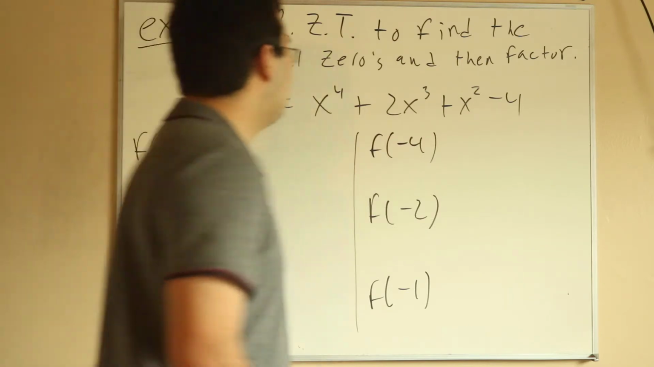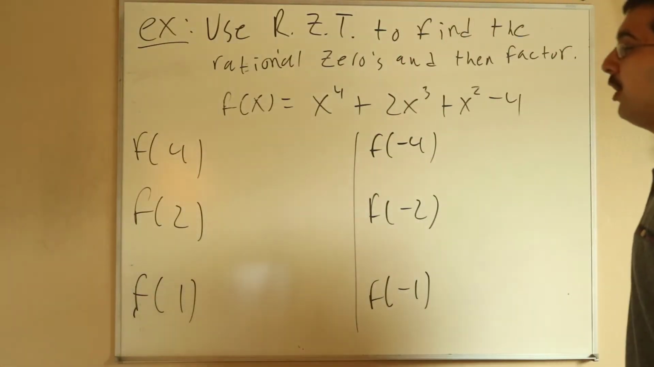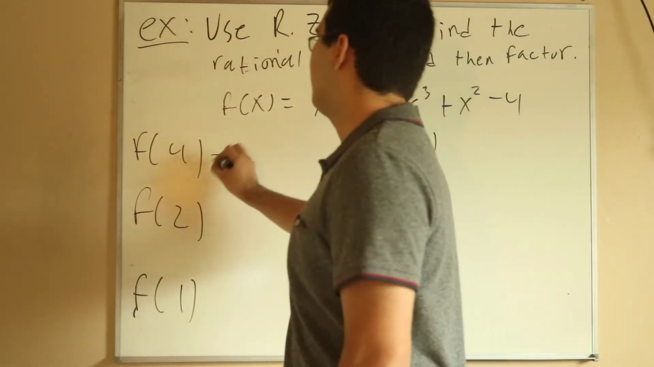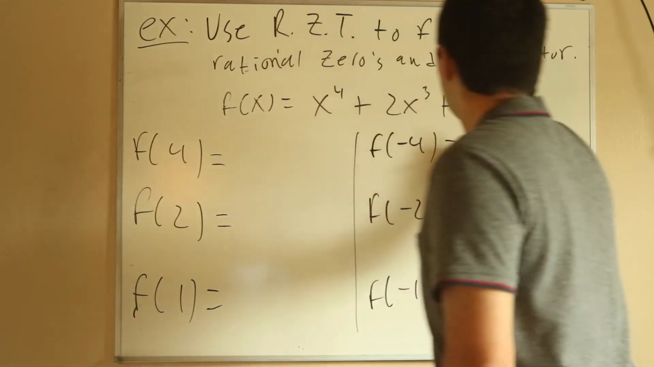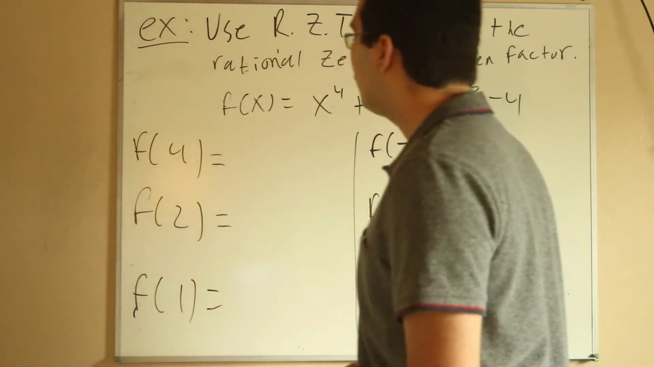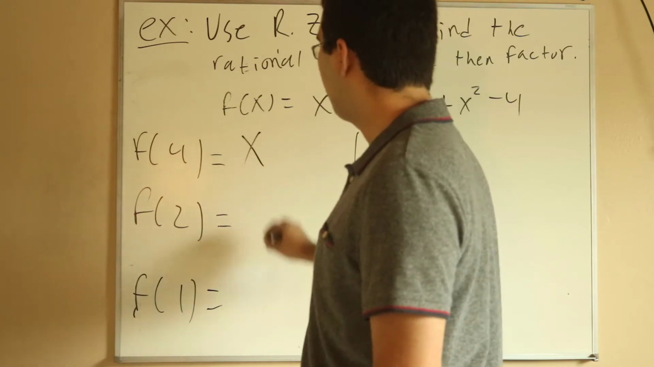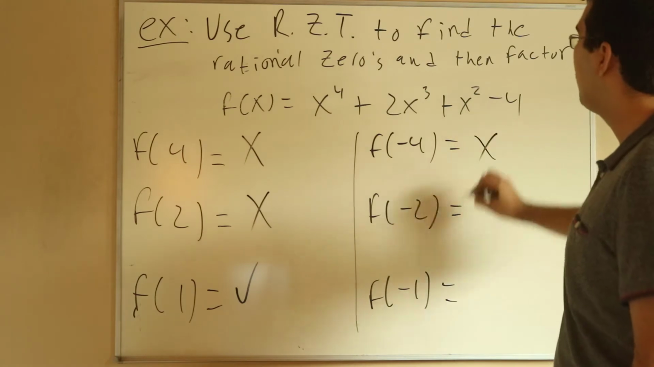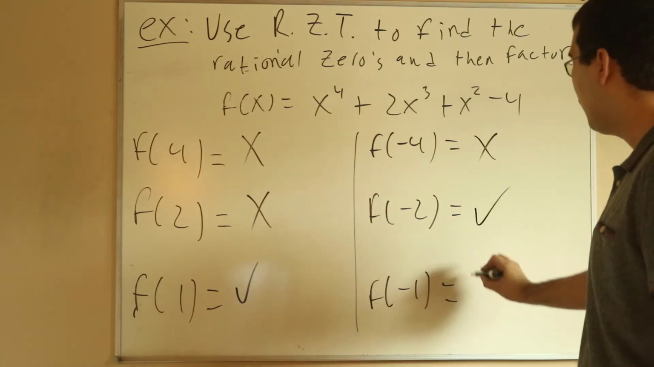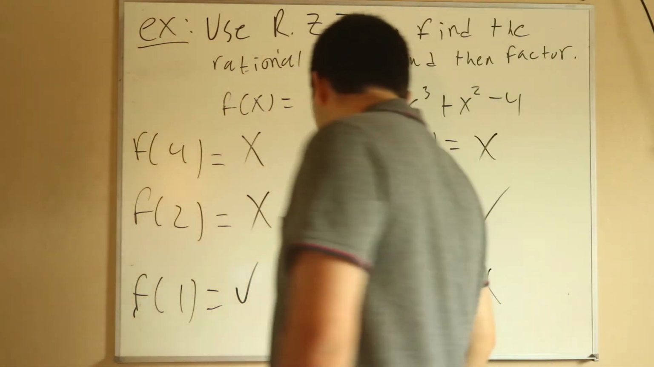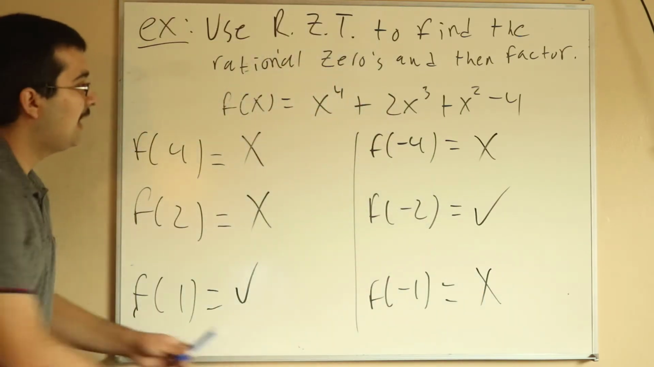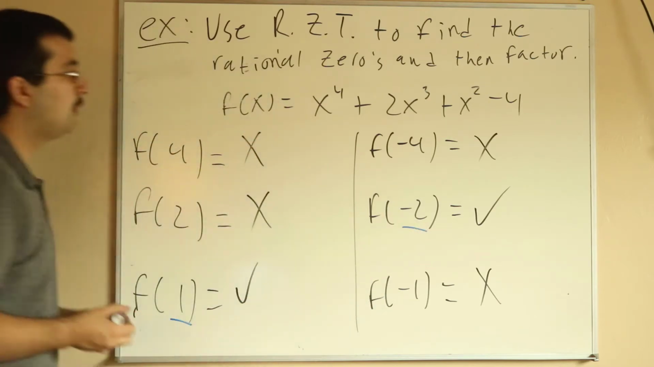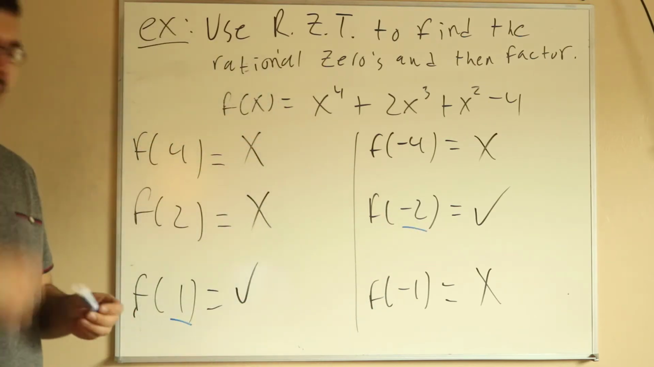Okay, so hopefully you gave it a shot and figured out for yourself which of these possible values are zeros, and let's go ahead and compare at this point. So, when I went through my work, I found out that 4 was not a 0, 2 was not a 0, 1 was a 0, negative 4 was not a 0, negative 2 was a 0, and negative 1 was not a 0. So in other words, at the end of the day, I got that 1 and negative 2 are the rational zeros for our function.